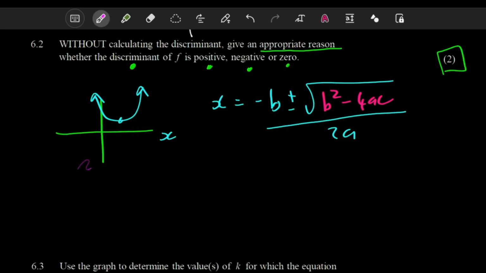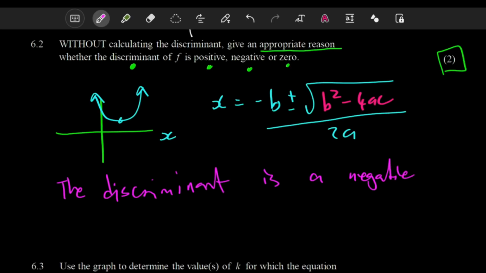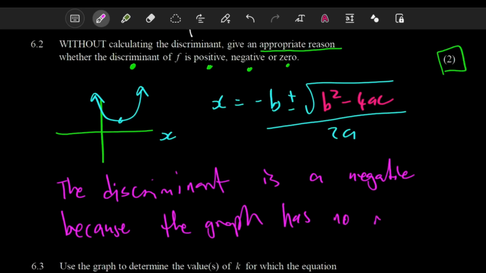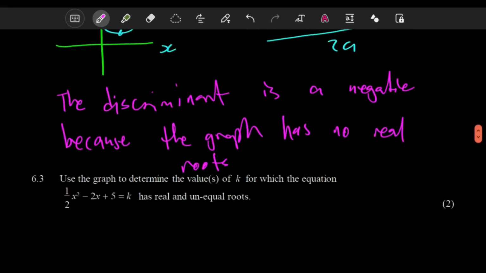So for our 2 marks, we're going to say here, the discriminant is negative because the graph has no real roots. You see, the picture is showing us that. And then you get your 2 marks.